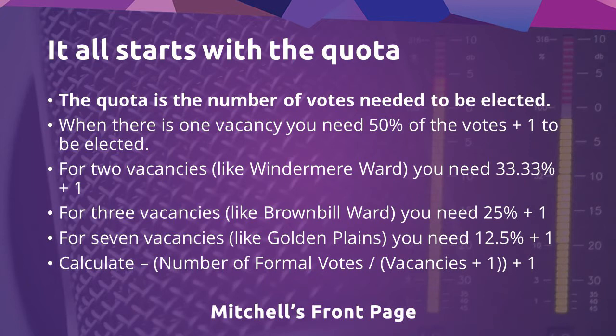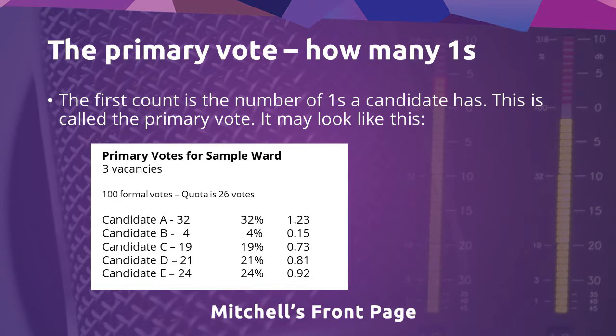So now that we know what the quota is, let's go to an actual counting scenario. In this scenario, imagine we've got a ward, it's got 3 vacancies, and 100 formal votes have come through, and there's 5 candidates running. What we first do is take all of the ballot papers and allocate them to candidates based on who the voter put as number 1 on their ballot paper. This is called the primary vote. So in this case, we can see candidate A got 32 primary votes, meaning that 32 people put candidate A as number 1. Candidate B only got 4 primary votes, meaning only 4 people put that candidate as number 1 on their ballot paper, and so on.